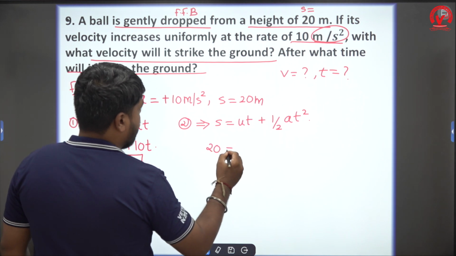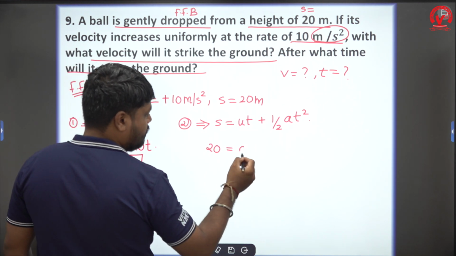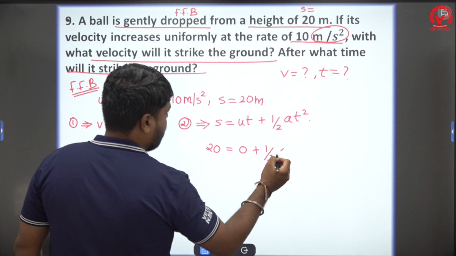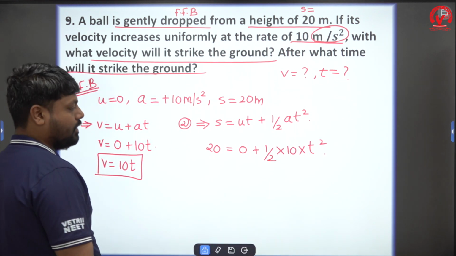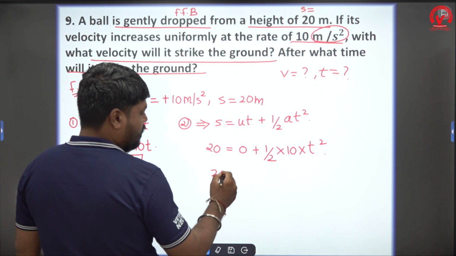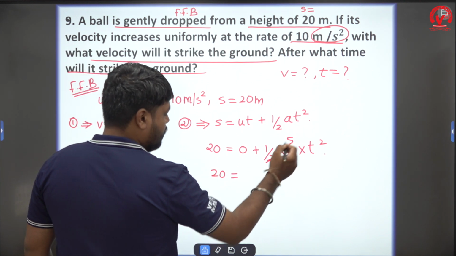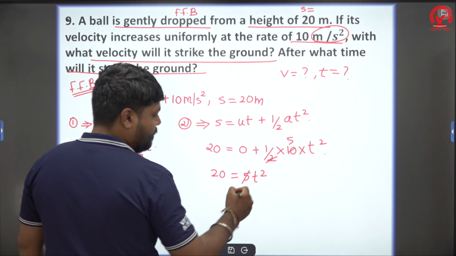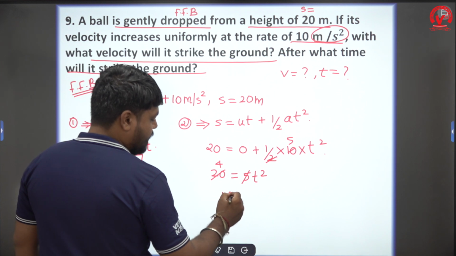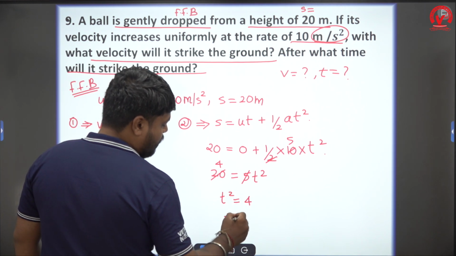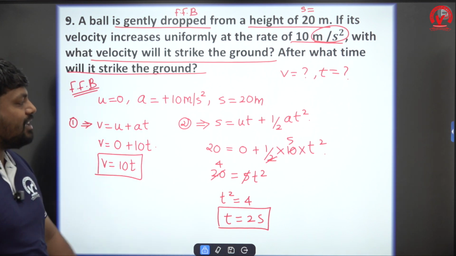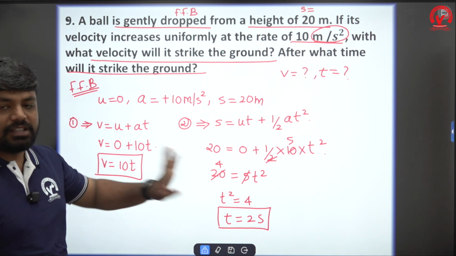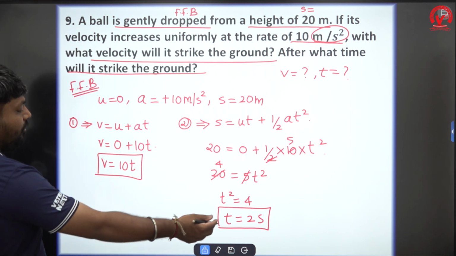S is 20, and u becomes 0, so that term is 0, plus half into a, which is 10, into t square. Keep this in mind. So 20 is equal to 5 t square. 1 5 is 5, 4 5s are 20. T square is equal to 4, so t is equal to 2 seconds. So it takes 2 seconds to travel 20 meter.